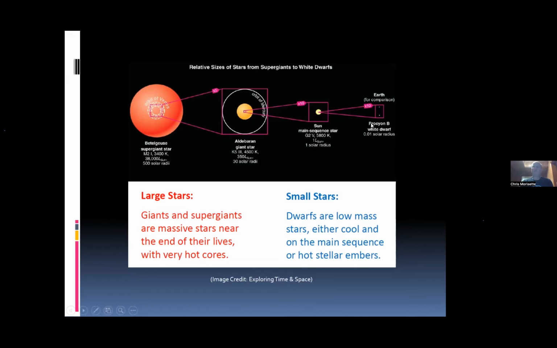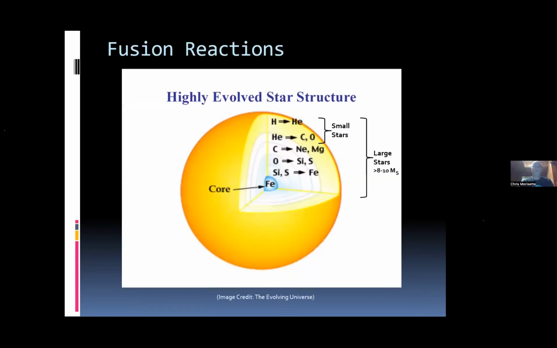Over here on the far right, you'll see a white dwarf, which we haven't talked about yet, in comparison to our own Earth, and roughly the same size. But looking back here on Betelgeuse, you can see that the orbit of Venus easily fits within the size of that star. So that's just to kind of give you a comparison of size between these stars.